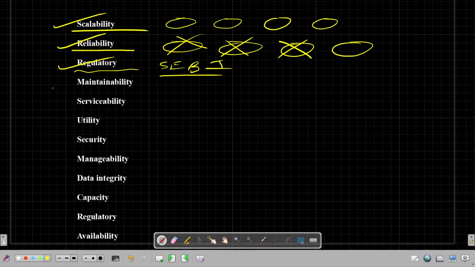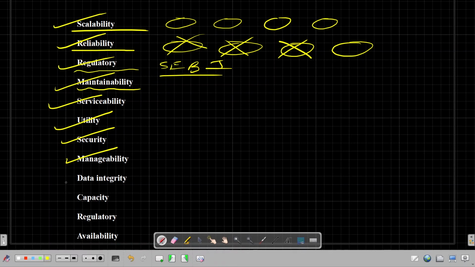The next category is maintainability. The software system should be maintainable. The next category is serviceability. They should be serviceable. The next category is utility. And the next category is security. The software system should be secure so that hackers and others cannot penetrate our software system easily. Obviously, they should be manageable. So it should be easy for the SRE team or other members of the company to manage the software.